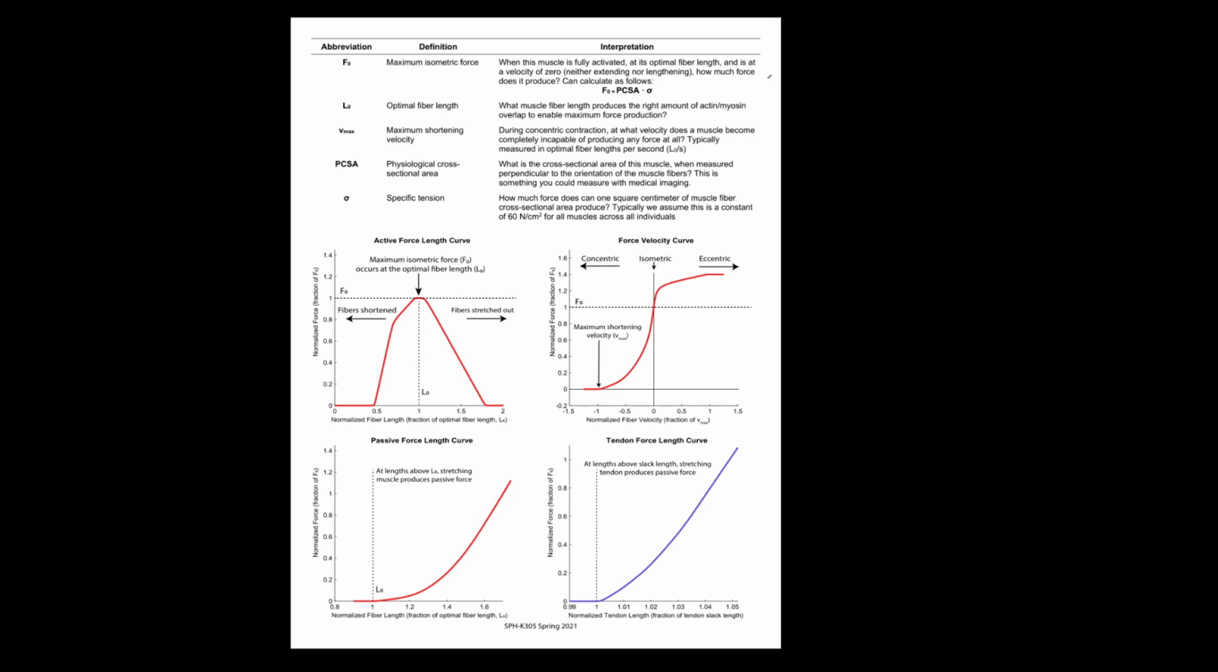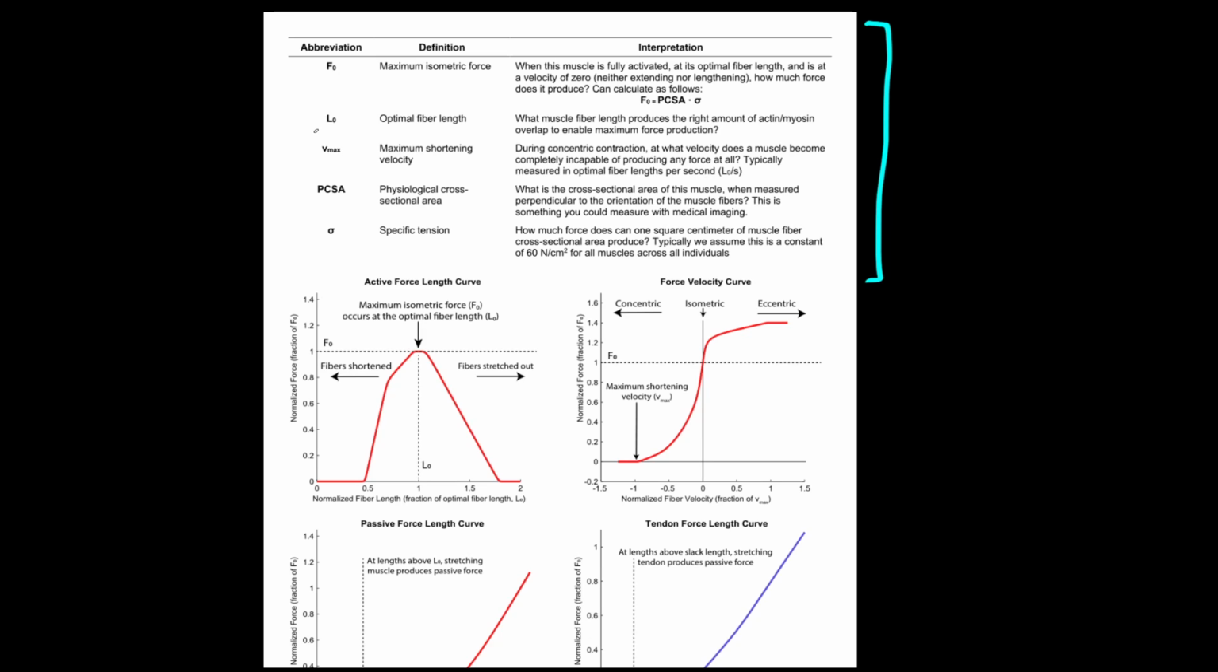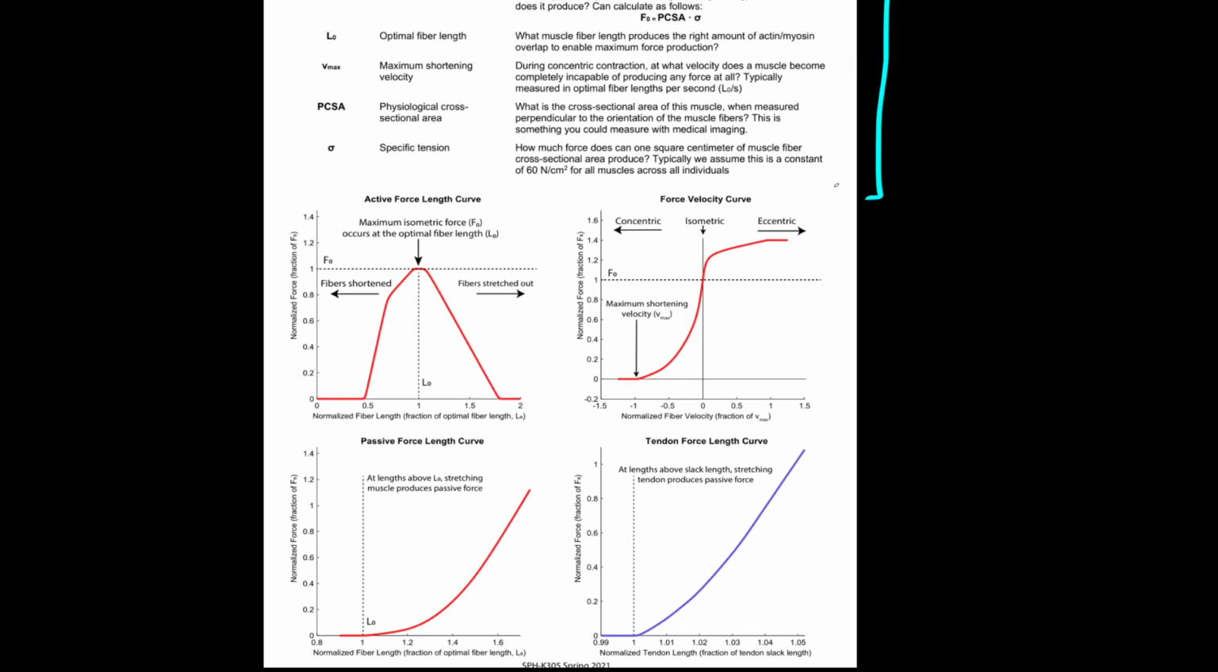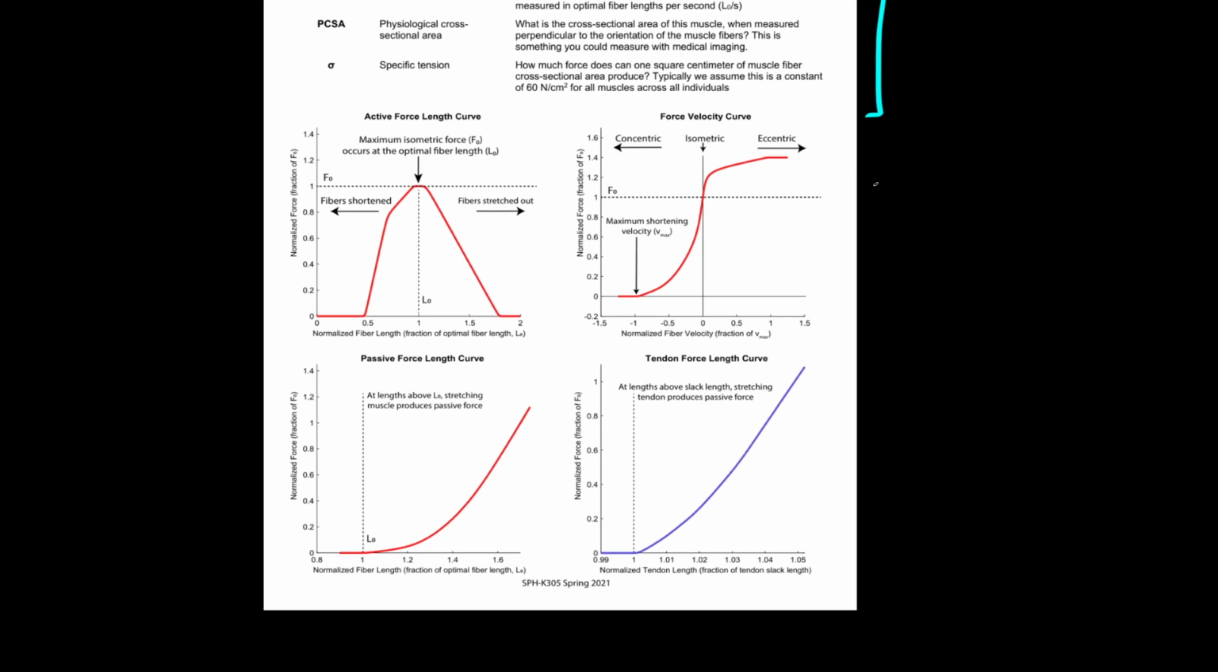So what this has is, number one, a table up here that shows you the different abbreviations and the definitions of some of the things that we run into, like this F naught, the maximum isometric force, the optimal fiber length, the maximum shortening velocity, the physiological cross-sectional area, and the specific tension of muscle. And then there is an interpretation for each of these over here that tells you, for example, how you interpret the maximum isometric force. And then down here, I have the 4 important characteristic curves: 3 curves for muscle and 1 for tendon.